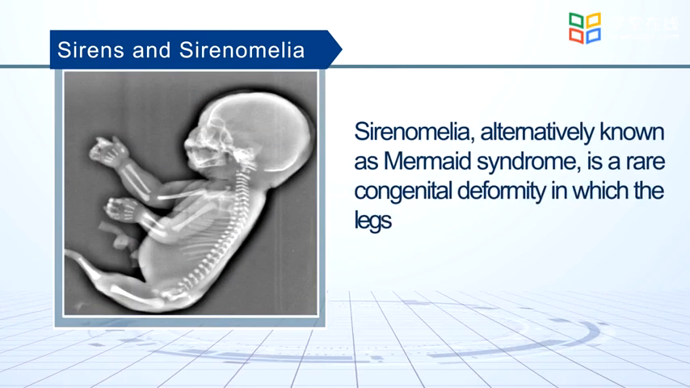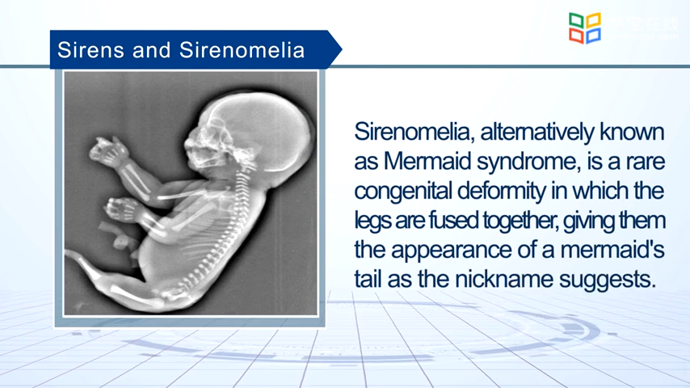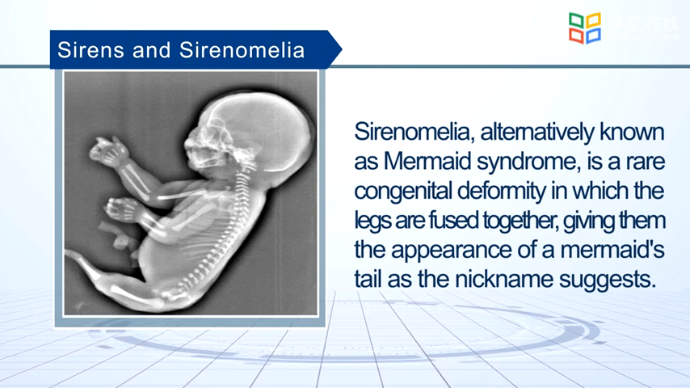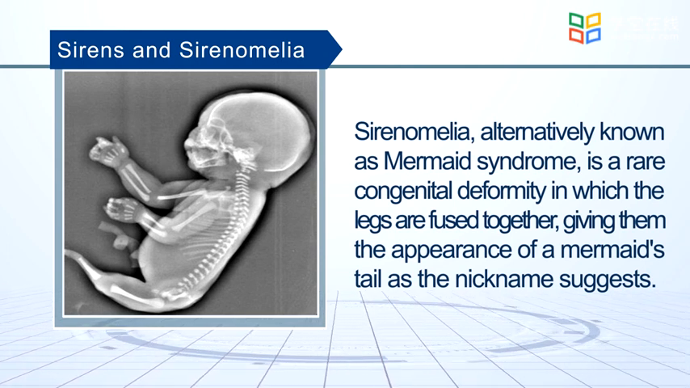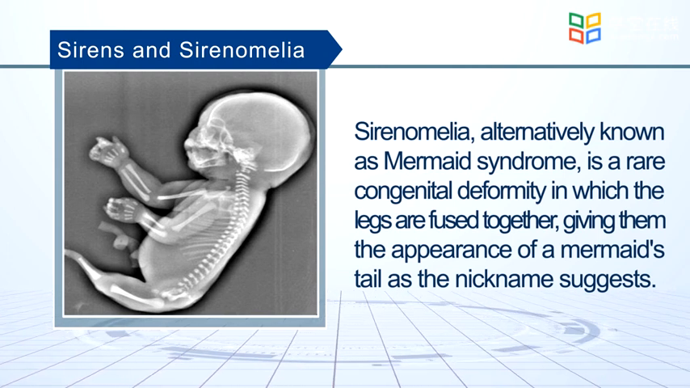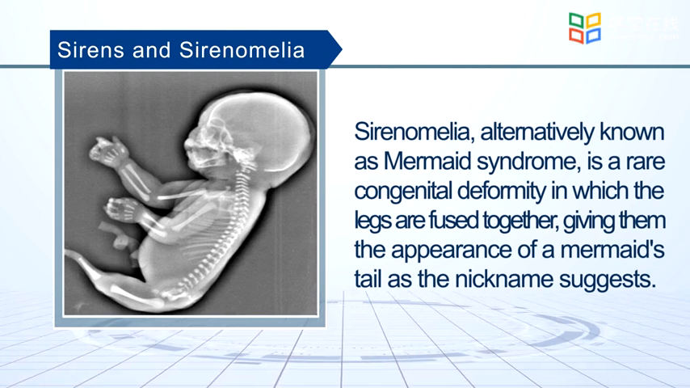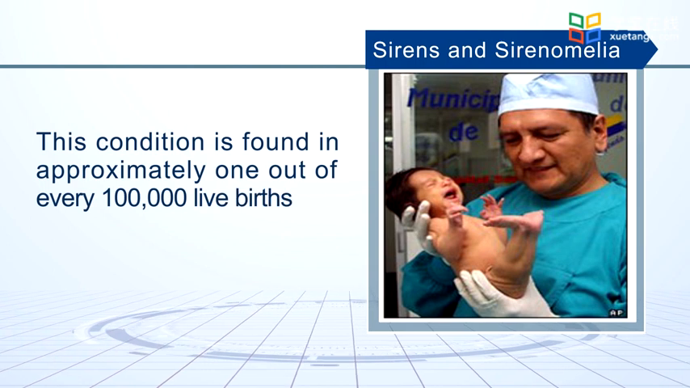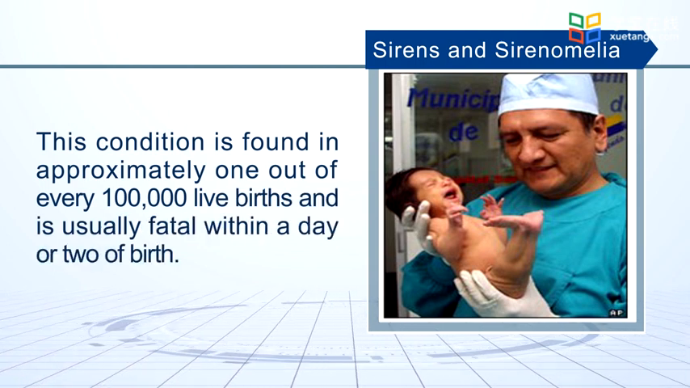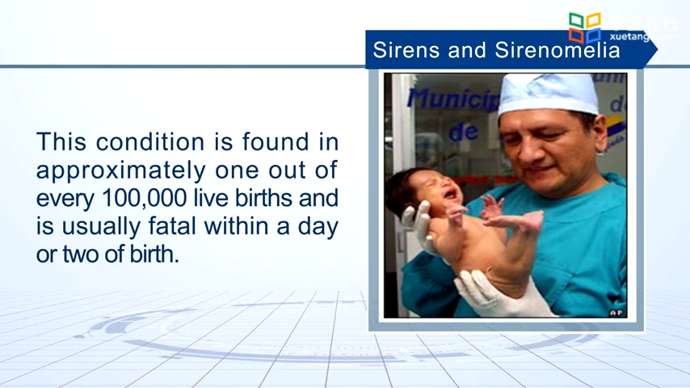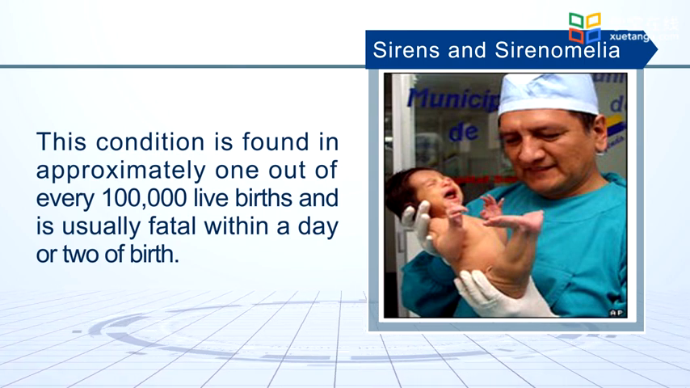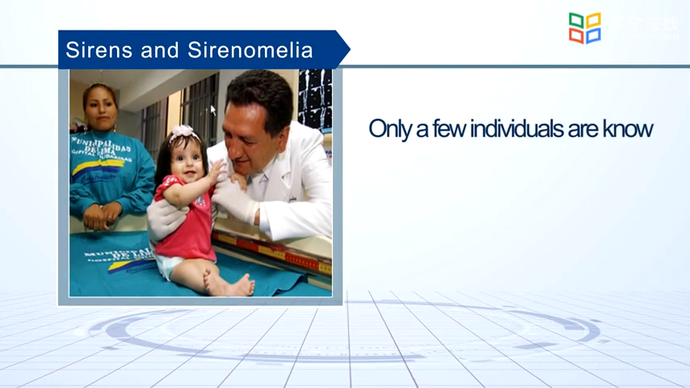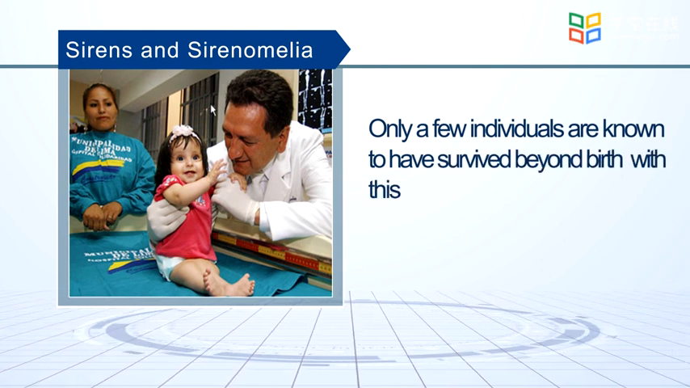Sirenomelia, alternatively known as Mermaid syndrome, is a rare congenital deformity in which the legs are fused together, giving them the appearance of a mermaid's tail, as the nickname suggests. This condition is found in approximately 1 out of every 100,000 live births and is usually fatal within a day or two of birth. Only a few individuals are known to have survived beyond birth with this condition.